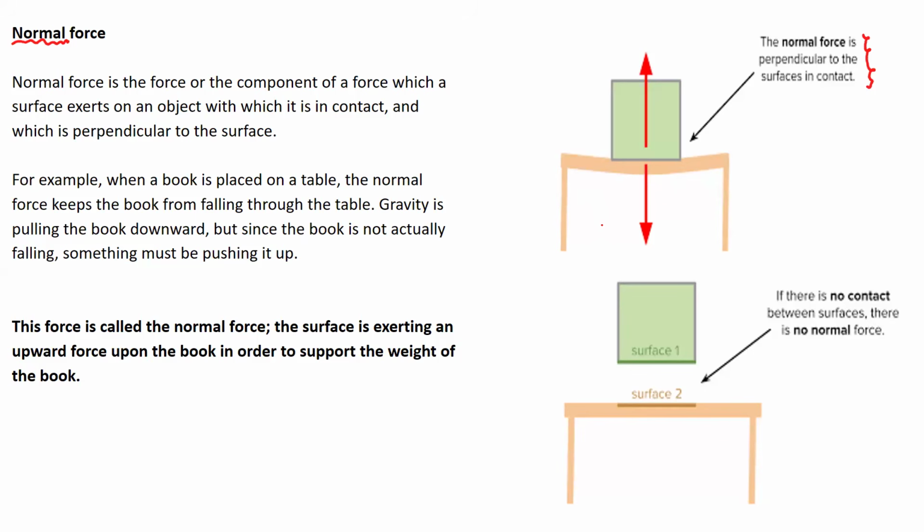Let's do a simple example from what we see on the board here. So here is a typical object. This object is on a table. It's just like my laptop right now. It's on the table. Maybe your books as well on the table. Now, the object, your book, is in physical contact with the table. That's the first thing. So a normal force is an example of a contact force.